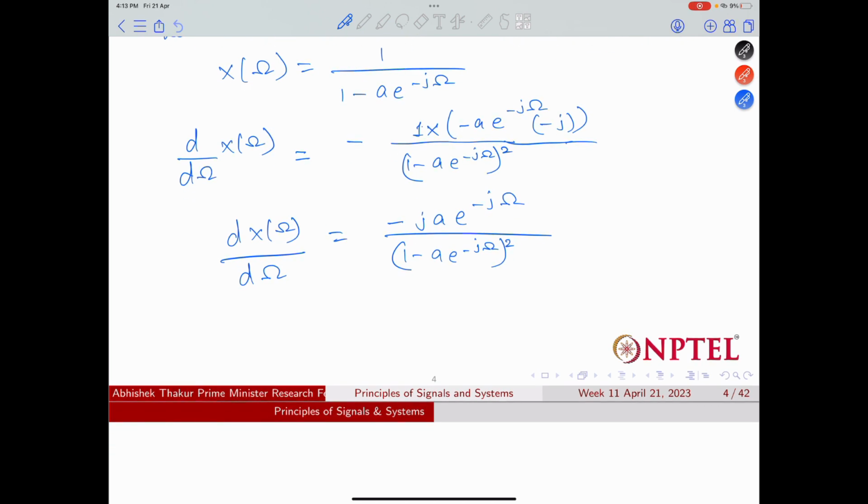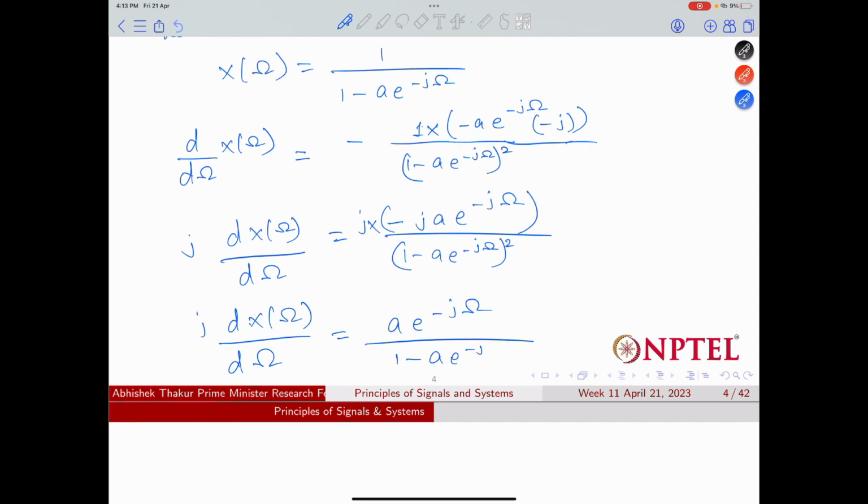Now you multiply both sides by j, then we get j times the differentiation of X(omega) with respect to omega, and here it becomes minus j into j, that is minus of minus 1, which is plus 1. So it will be a e to the power of minus j omega divided by (1 minus a e to the power of minus j omega) whole square.